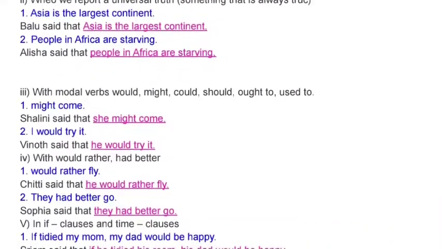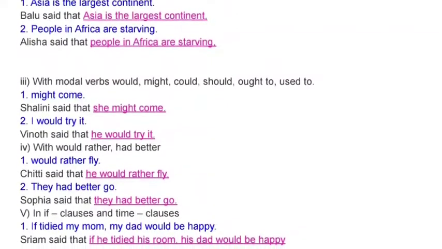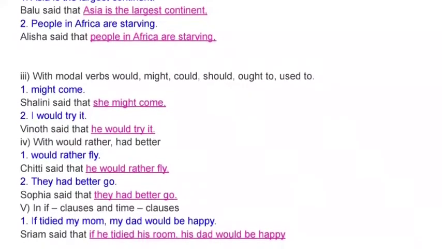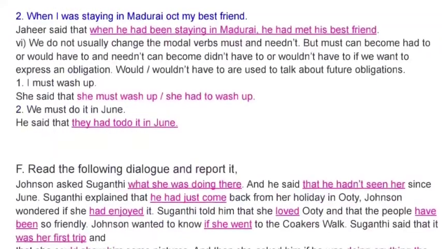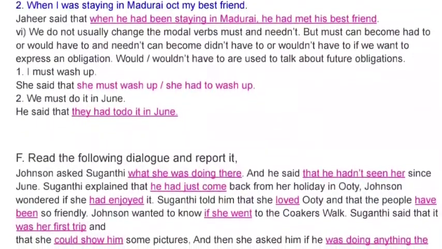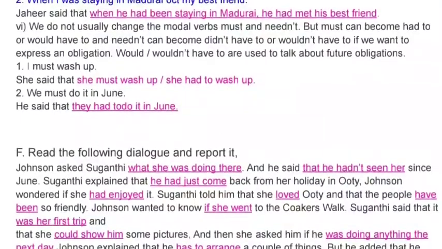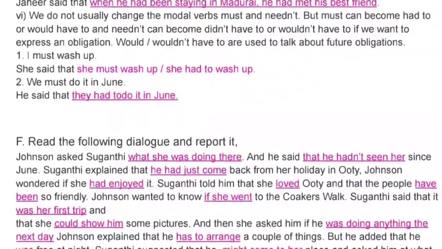In if clauses and time clauses: 1. If I tidied my room, my dad would be happy. Shriyam said that if he tidied his room, his dad would be happy. 2. When I was staying in Madurai, I met my best friend. Jaheer said that when he had been staying in Madurai, he had met his best friend.